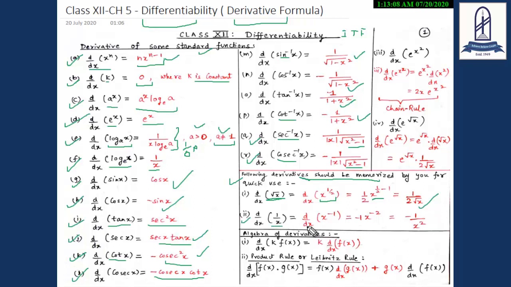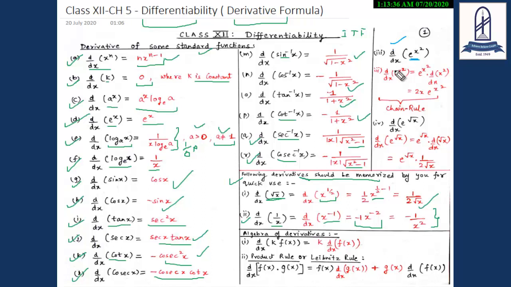So here 1 upon x can be written as x to the power minus 1. So again we will apply d by dx of x power n, which is equal to n x to the power n minus 1. So from here we get minus 1 x to the power minus 1 minus 1, which is minus 2. So from here we get d by dx of 1 upon x, which is equal to minus 1 upon x square. And now in third we have to find out d by dx of e to the power x square.